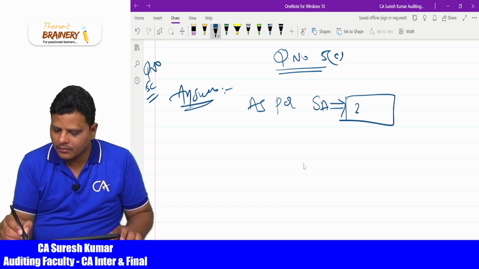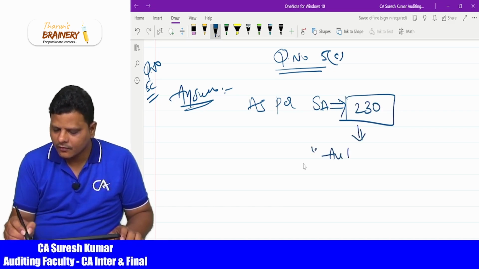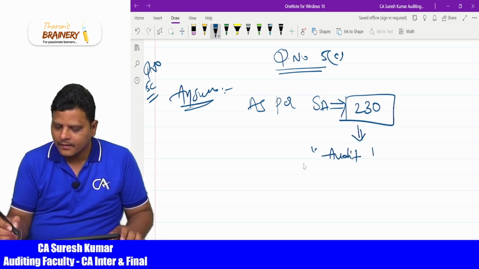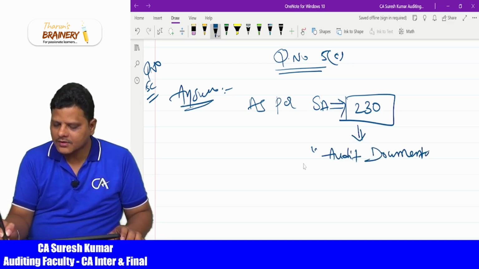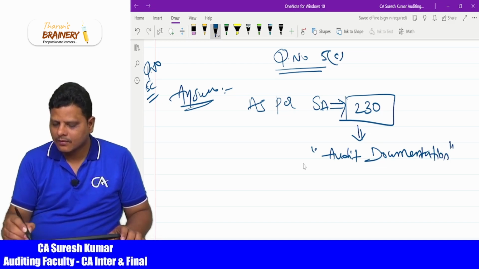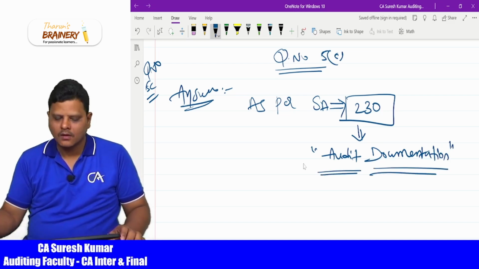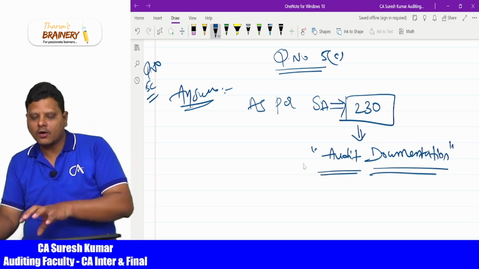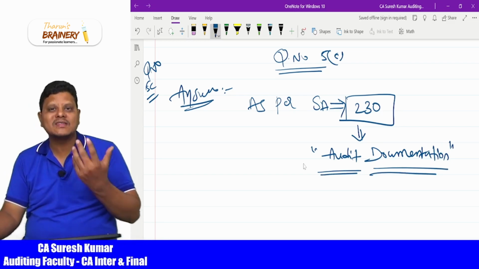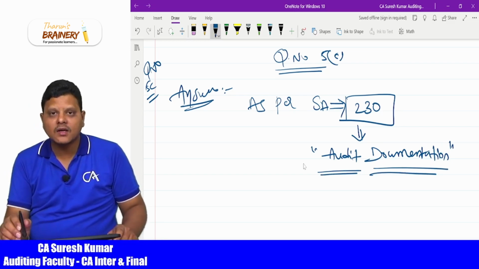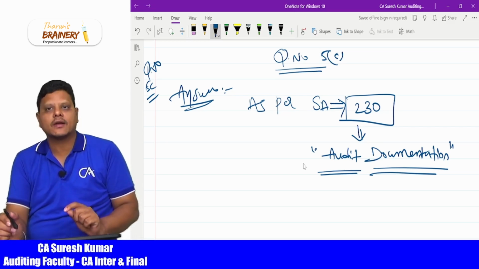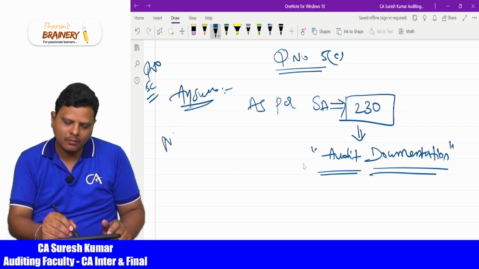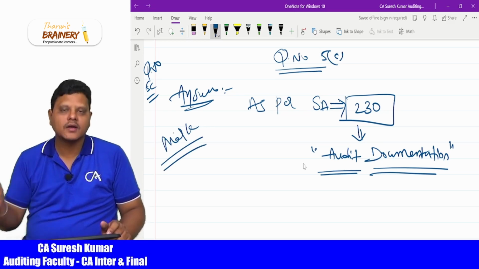You keep it in a box, 230, and write down very clearly, visible and understandable to the evaluator: audit documentation. As per standard number 230, audit documentation, any paper evaluator can easily understand that. It is as per standard number 230, which you are already aware of as students, and the title of the standard also is written. Hence you may be awarded the mark for this particular standard.